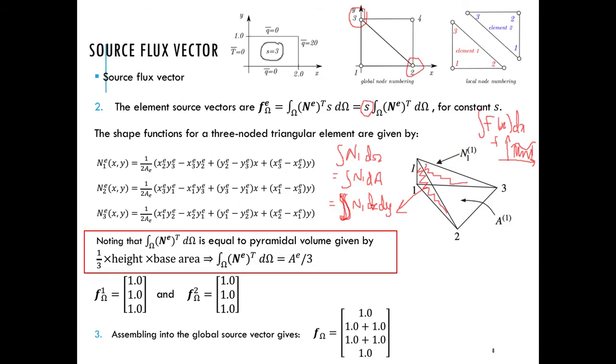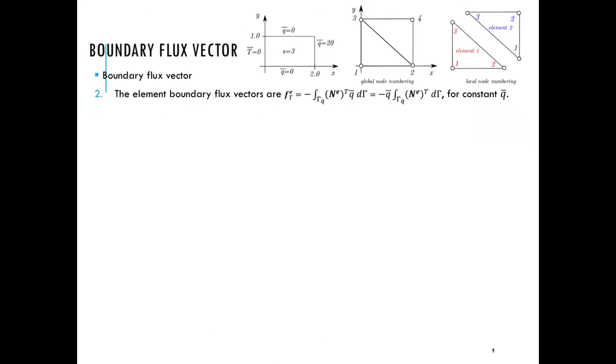Okay. Please go through this entire example yourself. Try to solve it yourself. And then if you have any questions, we'll discuss them in our Q&A. Okay. So, what is left now? We have found the source flux vector. We are still left with our boundary flux vector. So let's move on to the boundary flux vector.